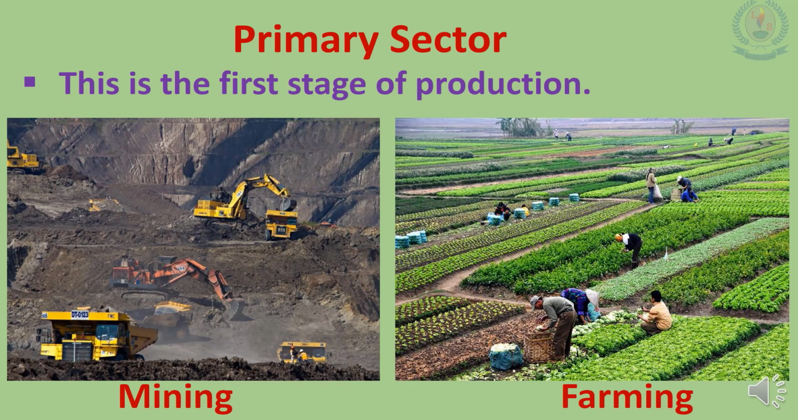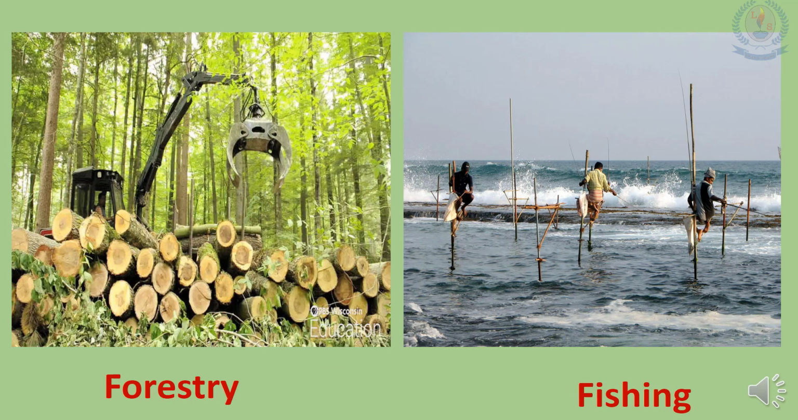Now you can go to the primary sector. This is the first stage of production, where raw materials and natural resources are extracted. So you can see mining, farming, forestry and fishing. Those are the primary sector.